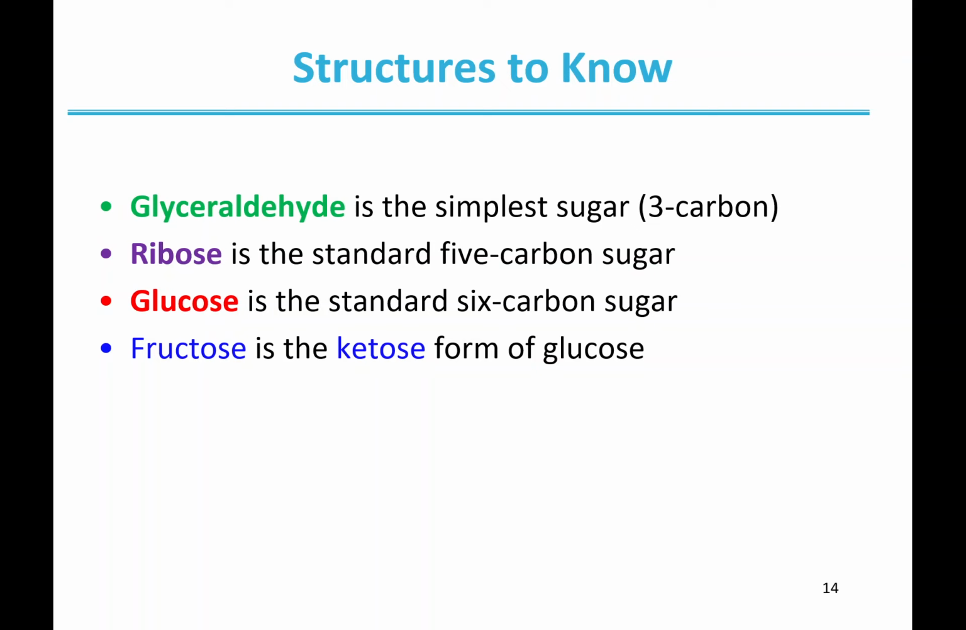These are really important. Okay, so the first is glyceraldehyde. That's the simplest sugar. It's 3 carbons long. Ribose is really what I would consider to be the standard 5-carbon sugar. Glucose is the standard 6-carbon sugar, and we've already gone through that structure. And then finally, fructose is very similar to glucose, but it's the ketose form. So glucose is an aldose. Fructose is the ketose form of glucose.